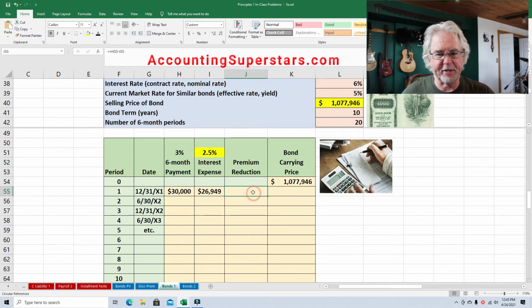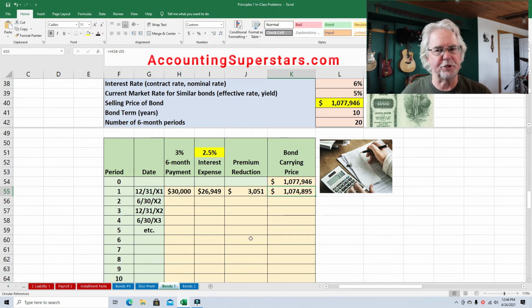So 2.5% times 1,077,000 is 26,949. Now the premium reduction, this is also easy. You just take the 30,000 minus the 26,949 and you get 3,051. And finally, to get the bond carrying price, all you do is take 1,077,946 minus $3,051, and there you go. So it's just that easy.